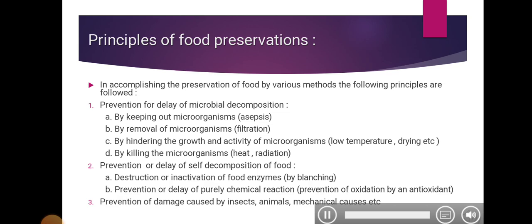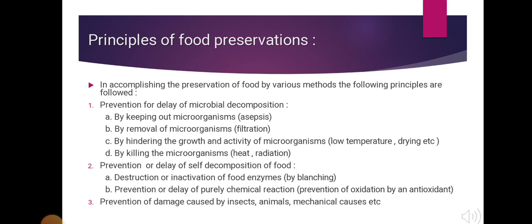So let us see in what way preservation of food can be accomplished. Prevention or delay of microbial decomposition can be done by keeping out microorganisms, which is asepsis, by the removal of microorganisms by filtration, by hindering the growth and activity of microorganisms, which can be done by low temperature, drying, etc., and also by killing the microorganisms with heat and radiation.